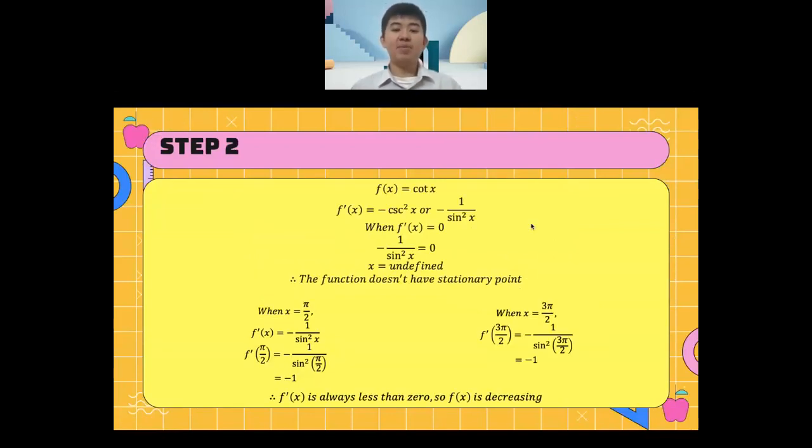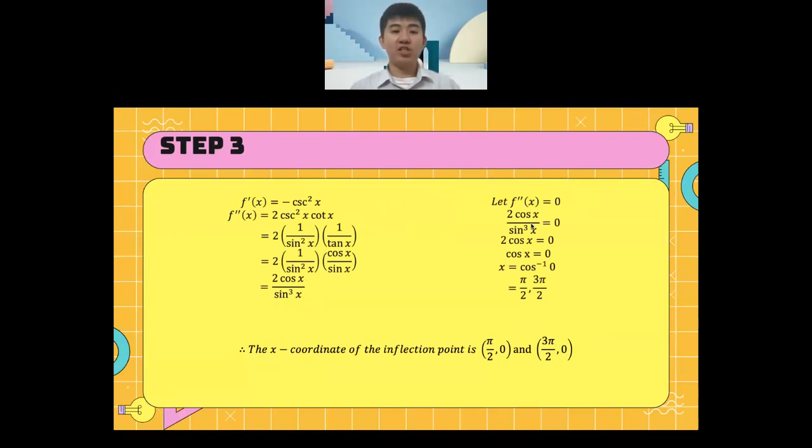The second step is to find the open intervals where the function is decreasing and increasing. We need to find the first derivative of f(x). When f'(x) is equal to 0, x is undefined. That means the function doesn't have a stationary point. Then we find whether the function is increasing or decreasing. We substitute π/2 and 3π/2 into f'(x) and get the answer of -1. That means the function is always decreasing, since it is less than 0.